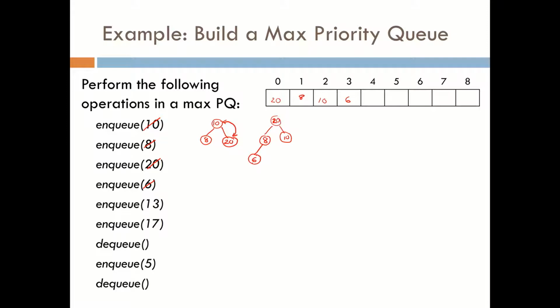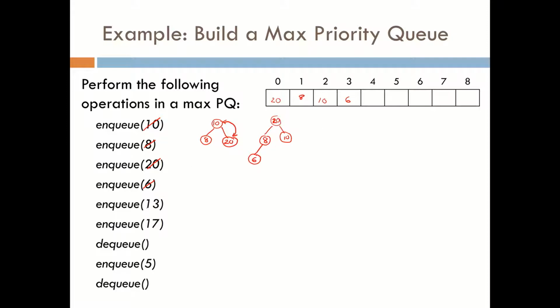Whenever we enqueue, we try to heap up. So we ask the question, is 6 greater than or equal to 8? It is not. So we don't heap anything up, and our data now looks like this.